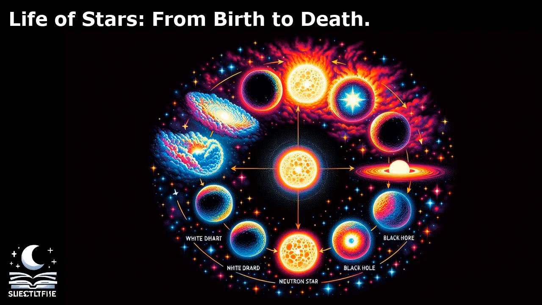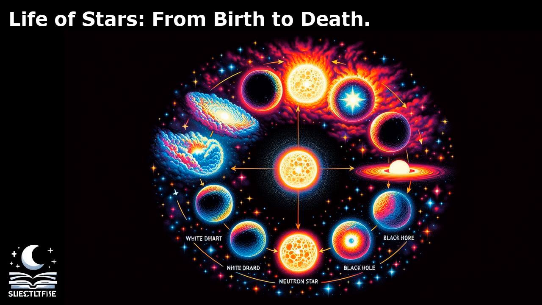Stars are born from the gravitational collapse of dense regions within giant molecular clouds of gas and dust. These clouds are composed mostly of hydrogen and helium, the two lightest elements in the universe. As these clouds collapse under their own gravity, they fragment into smaller clumps that eventually form protostars.